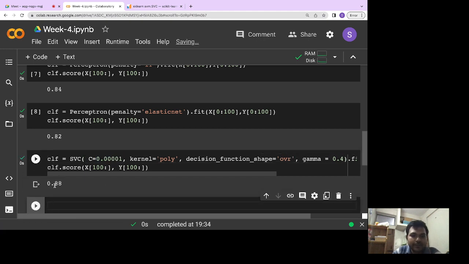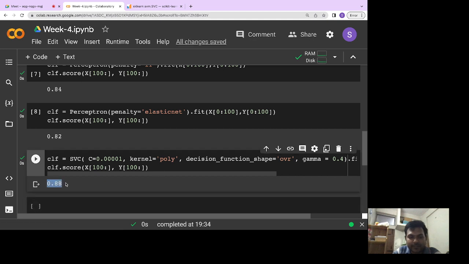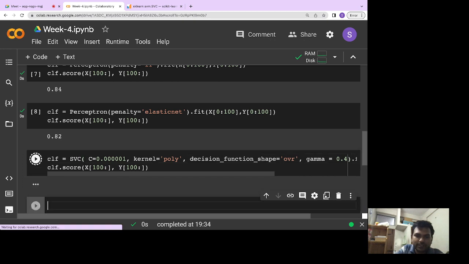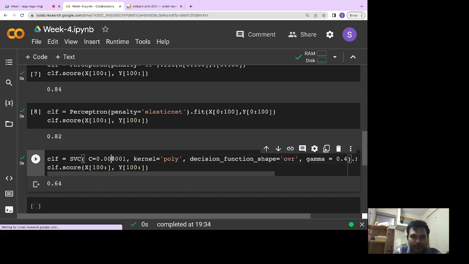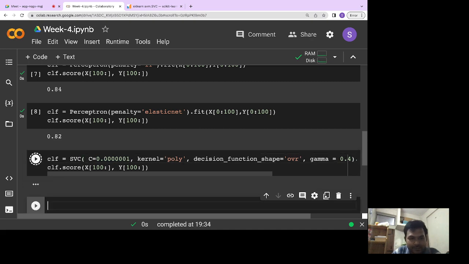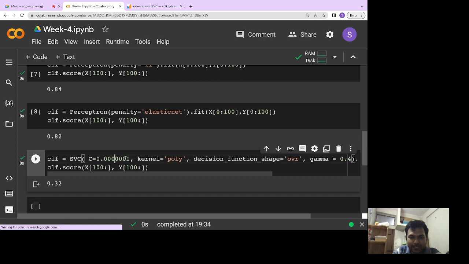Now all of a sudden you see it is coming out to be 0.88, because you have regularized your SVM classifier so much that it is not able to train properly. It is not able to learn the training data itself. You have over-regularized, and if you decrease C more, it's coming out to be 0.64. If I decrease it more, it's 0.32. Okay, I hope you get the idea.